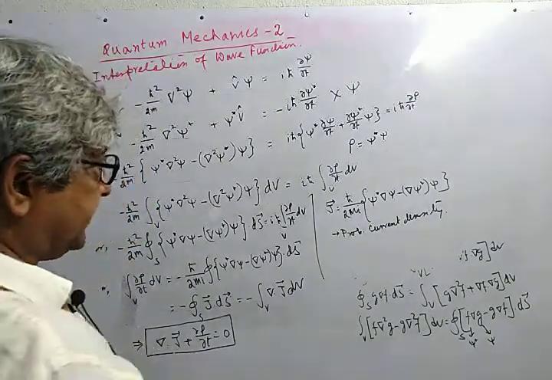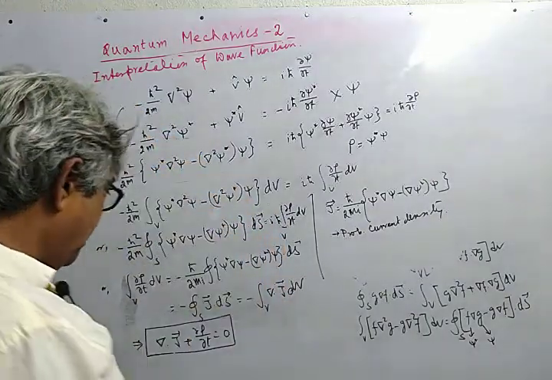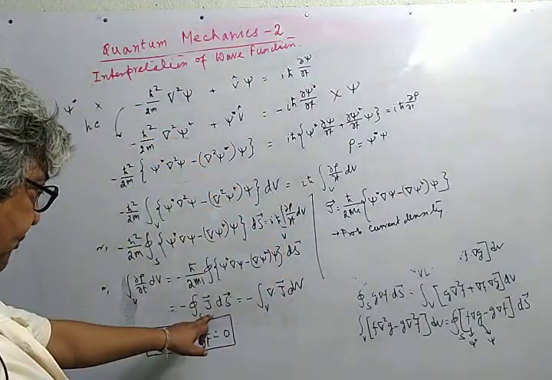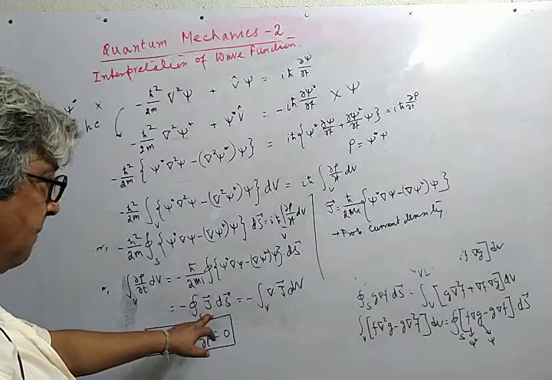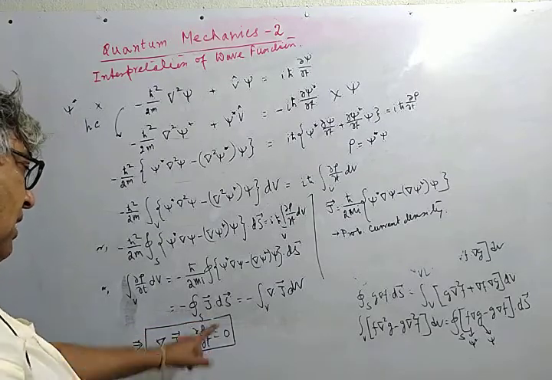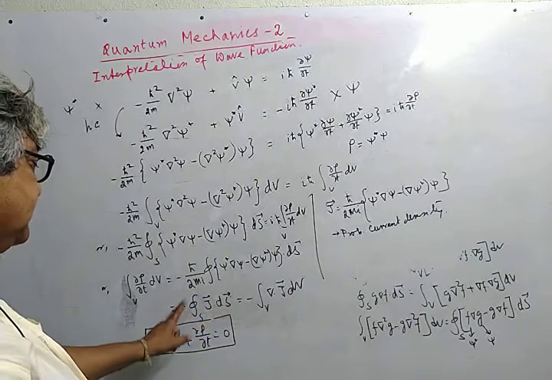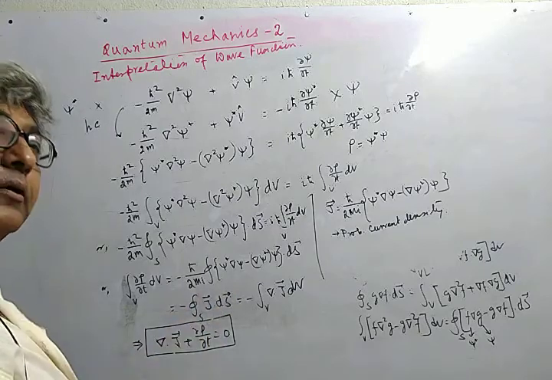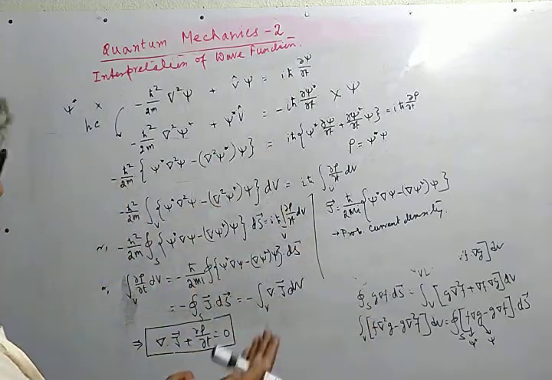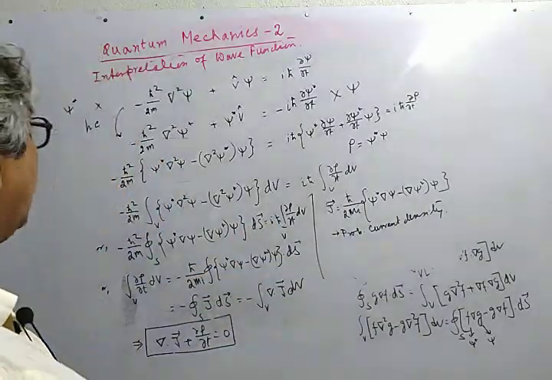What is the interpretation of J? If we look at this equation, this J is actually the particle flux. J dS is the particle flux that is crossing the surface area S, closed surface area S. So this is the total particle flux across a closed surface. So J is a measure of particle flux.